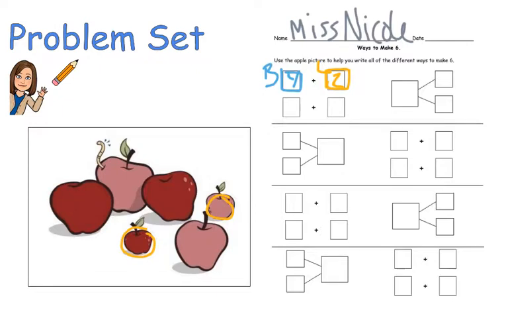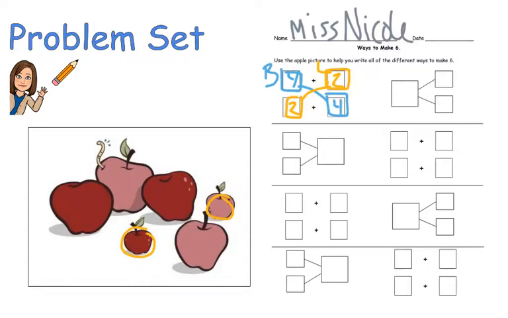Now we need to write the flip-flop. So we're going to switch the spots. Shoop. Shoop. And we're going to rewrite our equation. So we are starting with our 2 little apples and our 4 big apples.